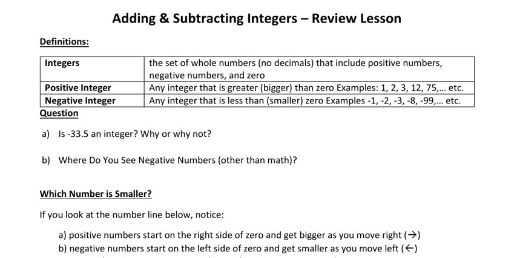So an integer is basically a whole number, right? No decimal, no fractions, and it can be either a positive integer, which are the numbers that are above the number 0, or a negative integer, which is the one that falls behind the 0, below the 0. So is negative 33.5 an integer? No, because it has a decimal, right? It's not a whole number.